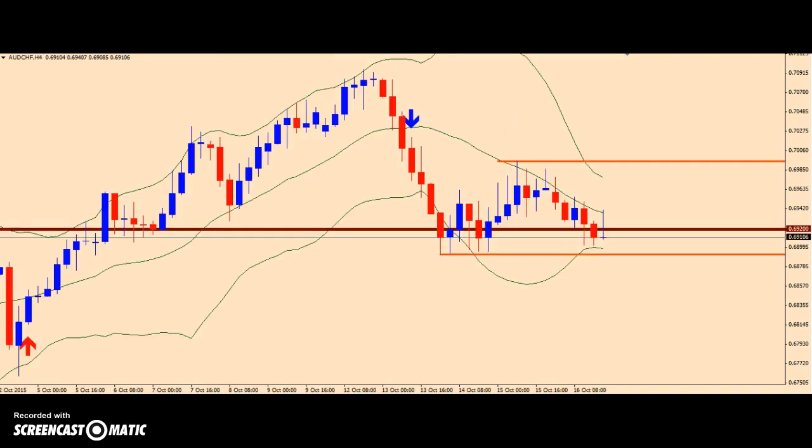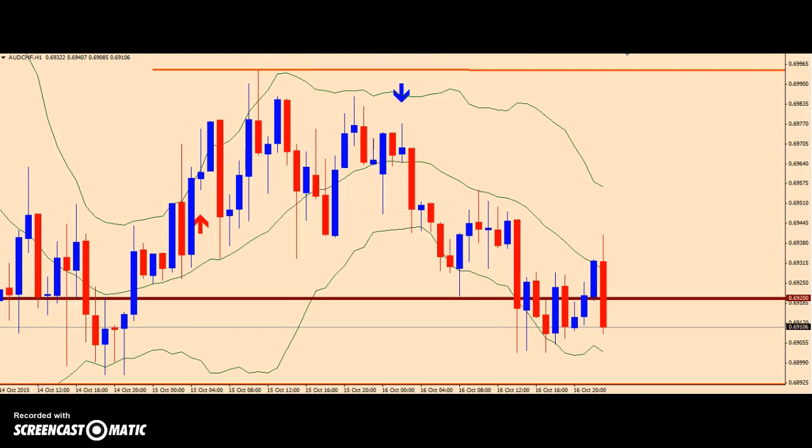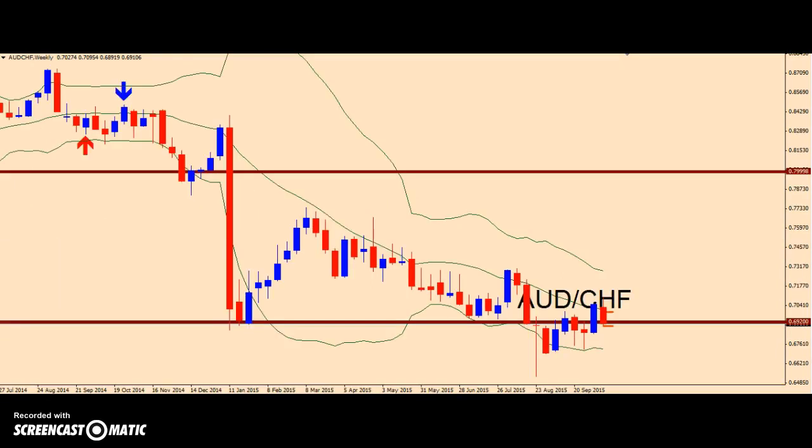So just going down to the 4-hour time frame. Yeah, it's just sort of ranging along there. Doesn't quite know what direction to take yet. Just down to the hour. Yeah, it doesn't help us. Onto the weekly. I'm just using all these time frames just to get an idea of where this might be going.